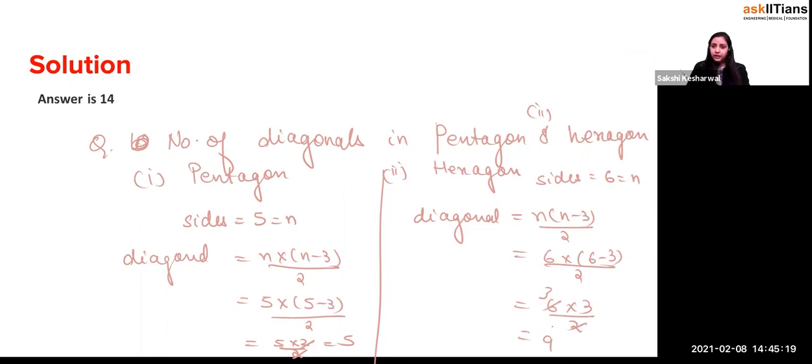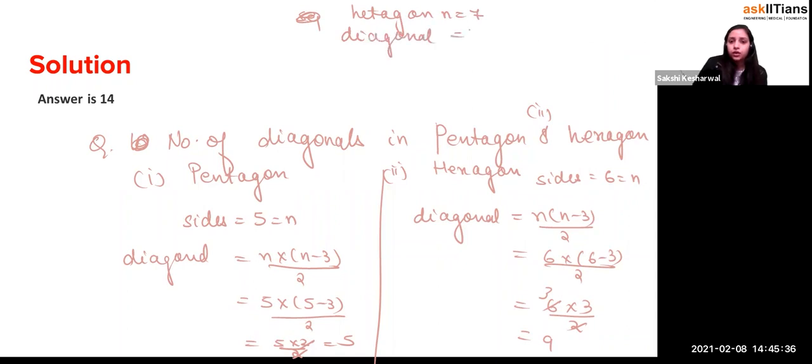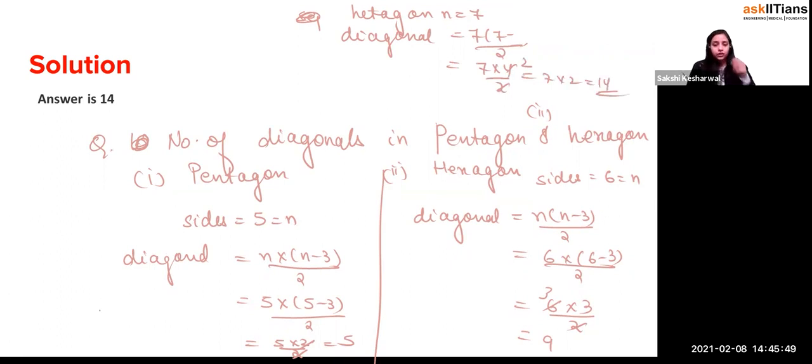You can make a figure as we made it for the heptagon, and see that this is true for the heptagon also. For the heptagon, n is equal to 7. So how many diagonals? Just check by the formula if this is working or not. 7 into 7 minus 3 by 2, which is 7 into 4 by 2. The 4 and 2 cancel, so 7 into 2 is 14. That's it. So you got the answer, right? This is the way you can get the answer.